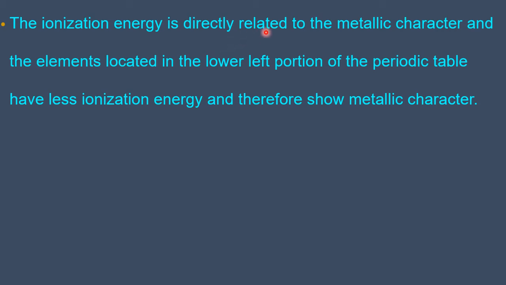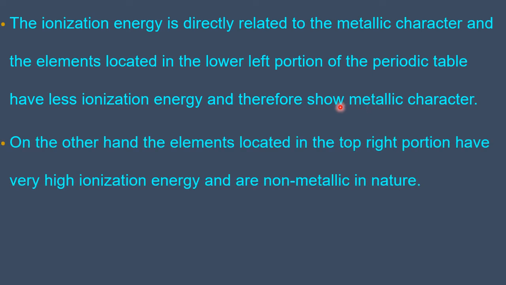The IE is directly related to the metallic character, and the elements located in the lower left portion of the periodic table have less IE and therefore show metallic character. That means left hand side elements want to lose electron readily. According to the electronic definition, the one which loses electron easily is the best metal, and the best metal you will find on the left side, that too left below. On the other hand, the elements located in the top right portion have very high IE and are non-metallic.